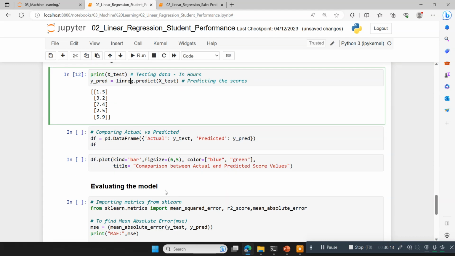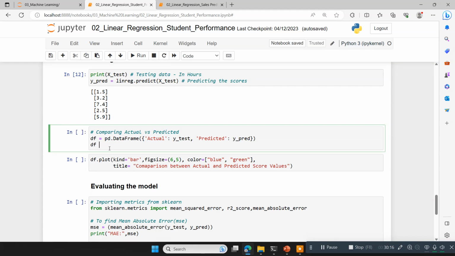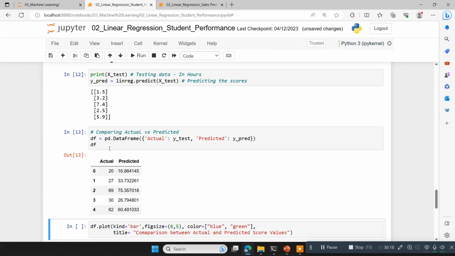Then also creating a data frame to see what is the actual and what the model has predicted. And you can see here the actual is 20, the predicted value is 16.88. The actual score is 27, and this is 33.73. So actual versus what the model has predicted. Some values are higher, some values are lower, but the model is going to have a similarity based on the data fitted.